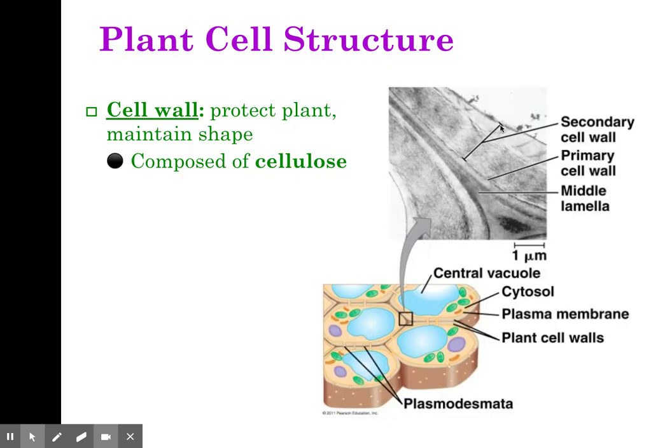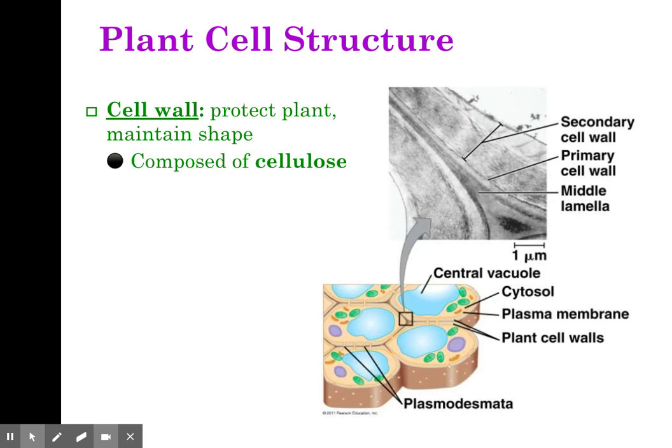There's the secondary cell wall. Here's the cell over here. So the secondary cell wall is butting up against the cell membrane. There's the primary cell wall, which is this thin layer here, and then there's the middle lamella. So the secondary and primary cell walls are structurally sound. They are what is giving the plant shape and protection.